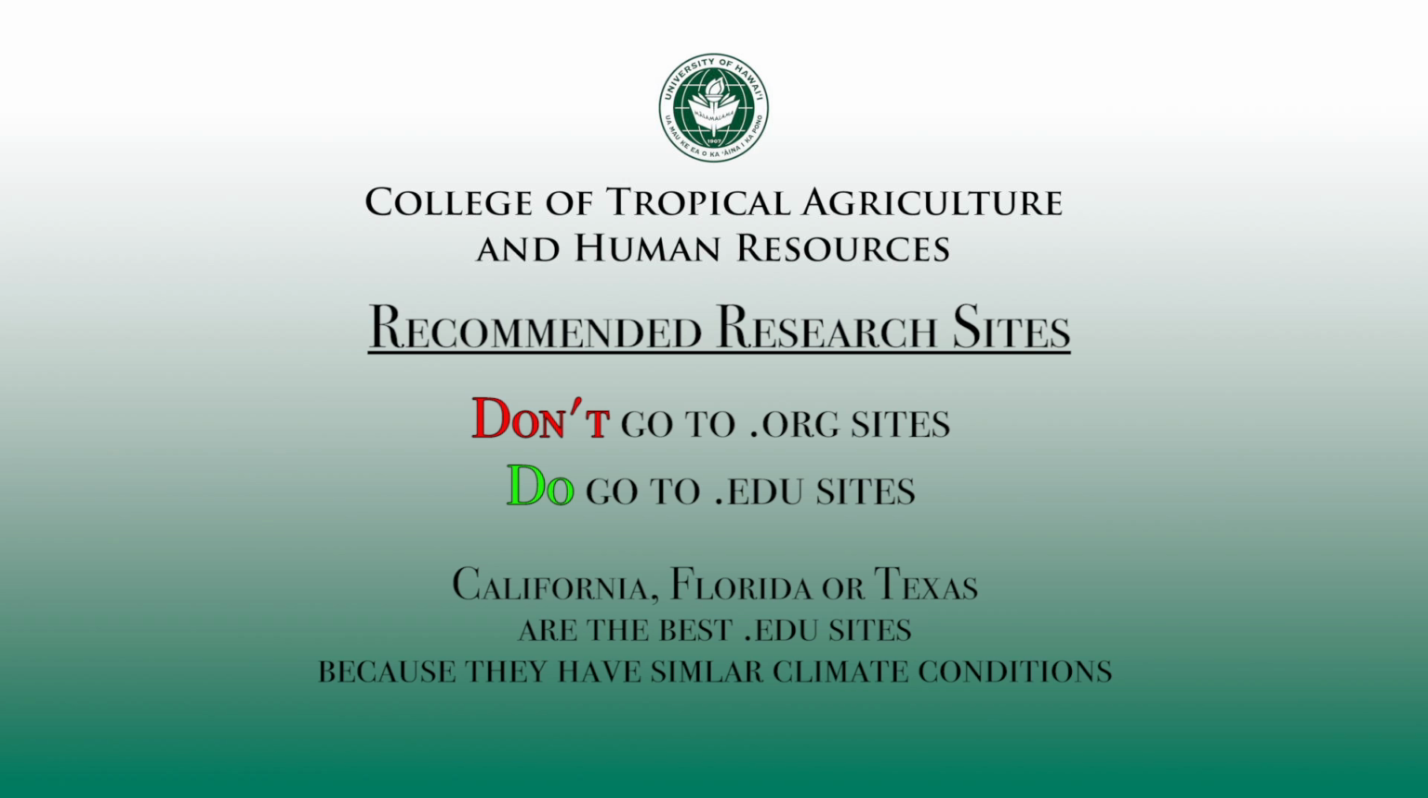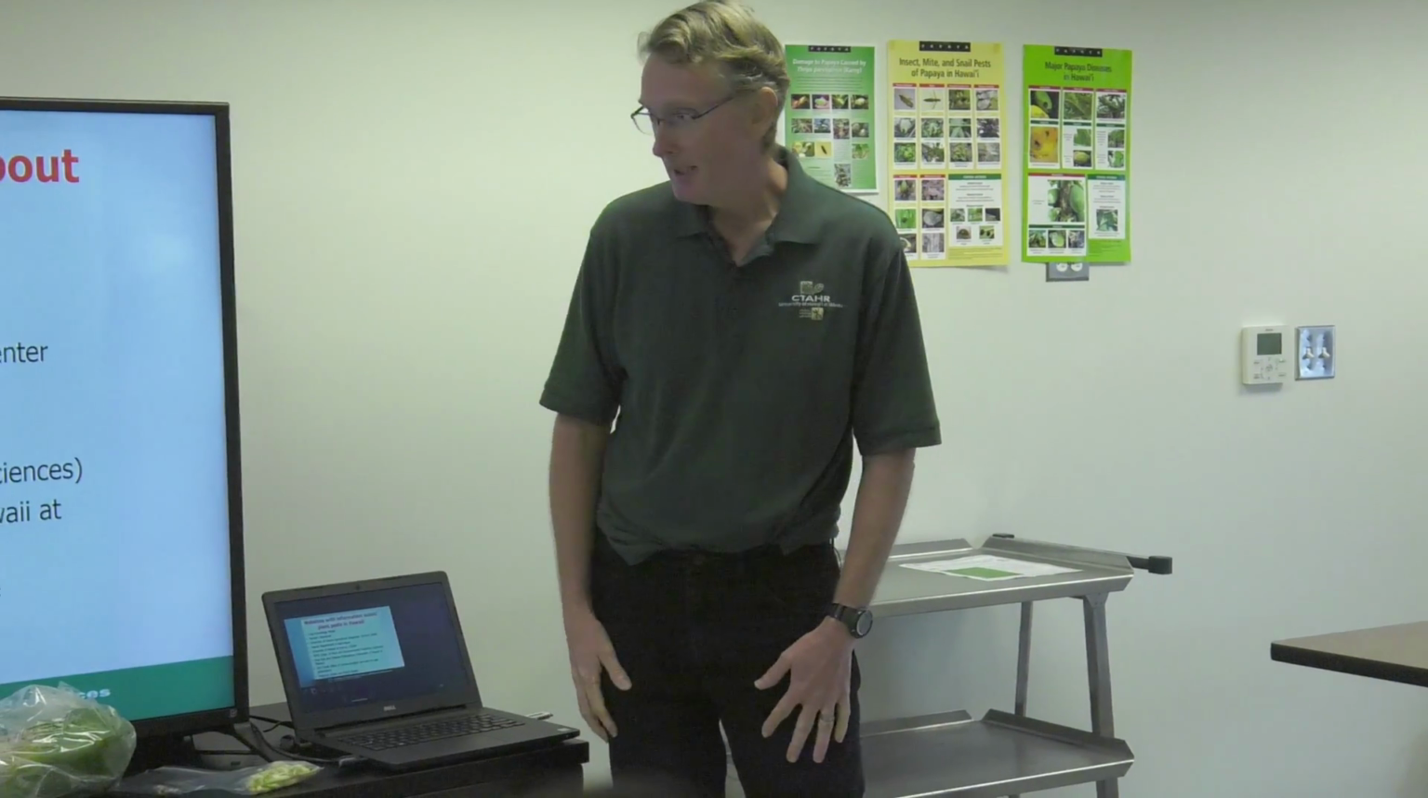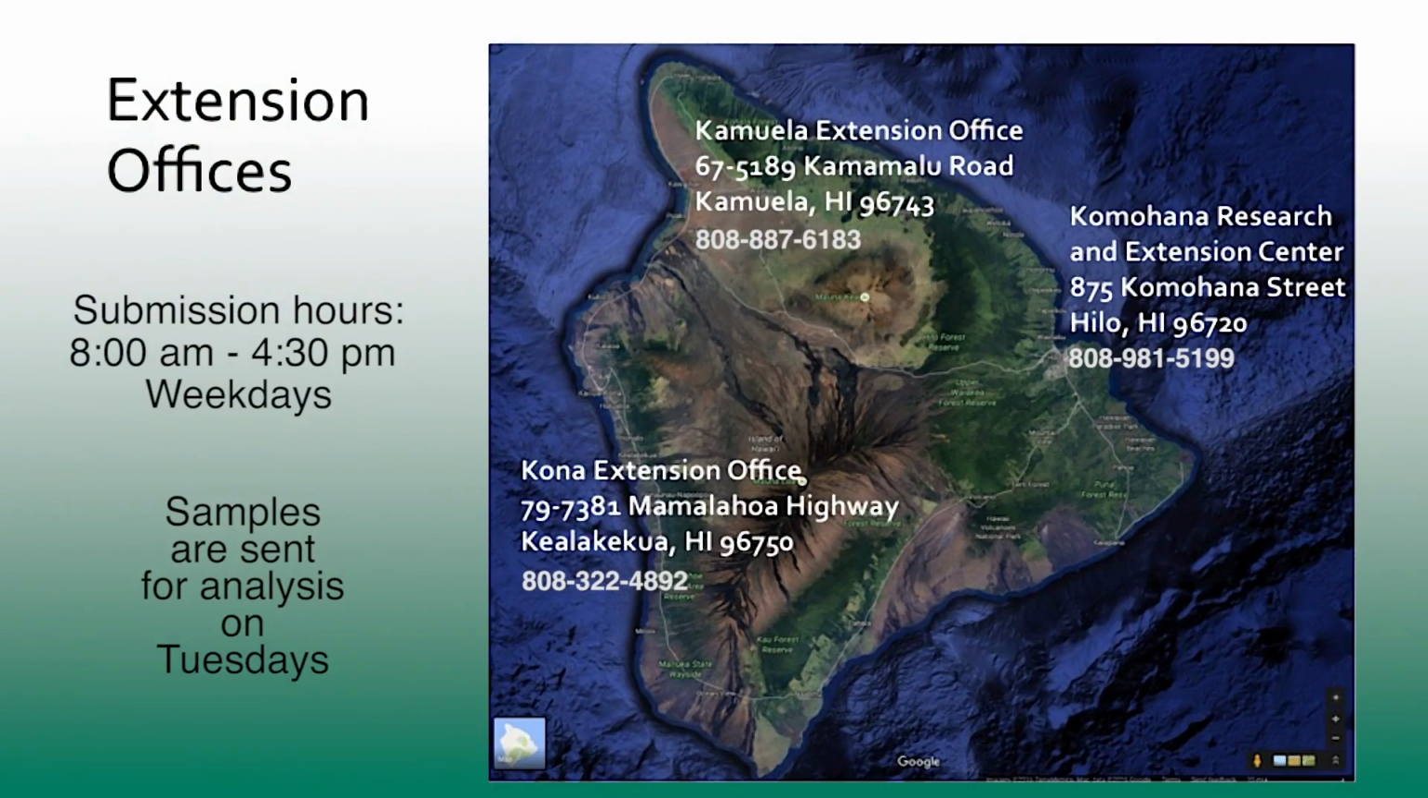California, Florida, Texas are good websites if we don't have it here in Hawaii because the environment is somewhat similar. Florida, University of California, they tend to send us all their pests anyway, so they tend to have what we need. Okay, well, I thank you very much for your attention.